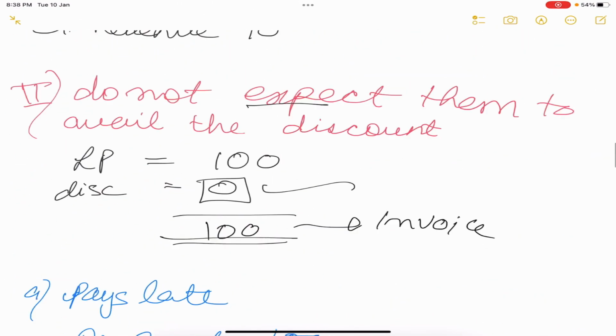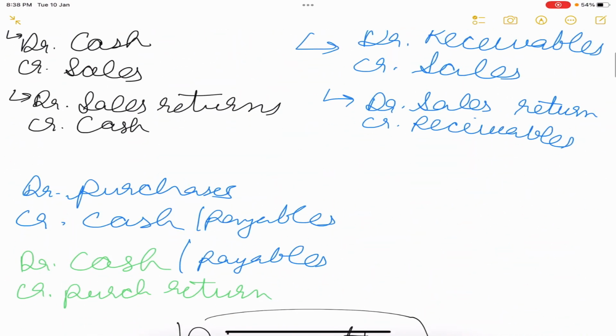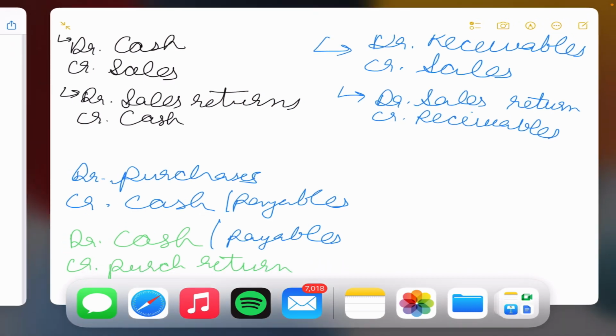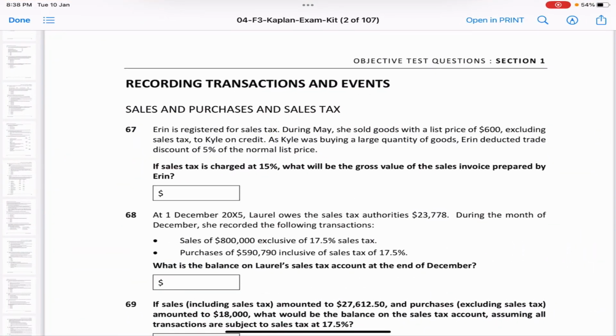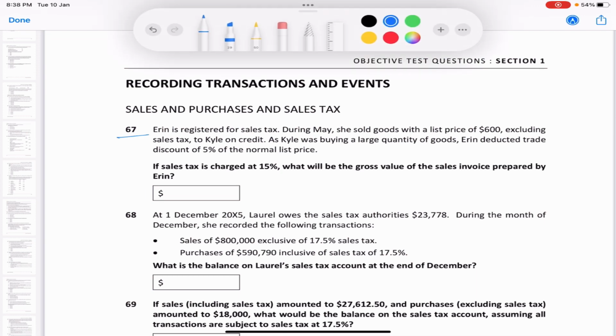I discussed the entire chapter with you right now, and I have discussed all the formulas, all the journal entries. Now we have to solve the exam kit, and because I've discussed this in detail, I will not be going into excessive deep discussion of each question. I hope you are also going to solve the questions along with me. Otherwise, there is no point of watching this video. Okay. Let's start with question 67.